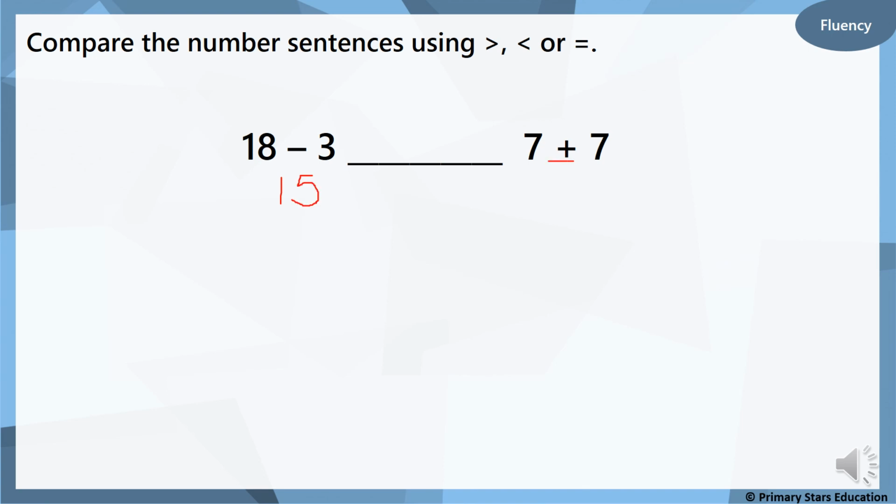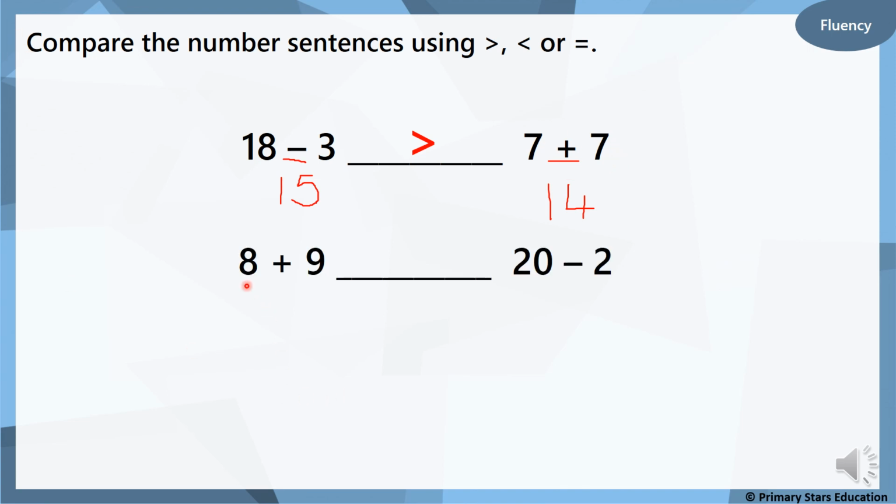Now remember, this is addition. It's a different symbol. So 7 add 7 is 14. So we would say that 18 minus 3 is greater than 7 add 7.